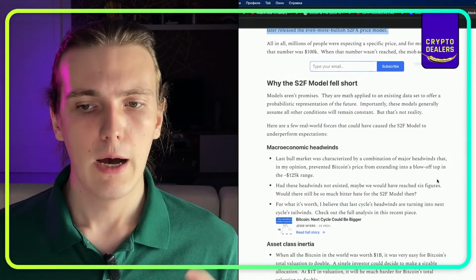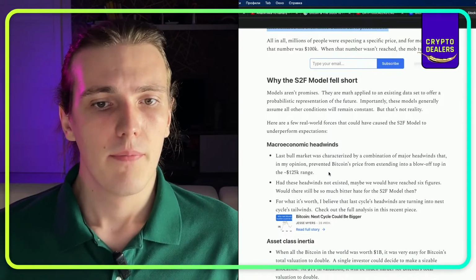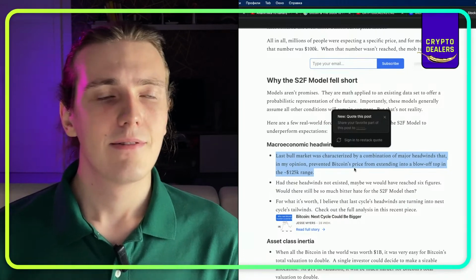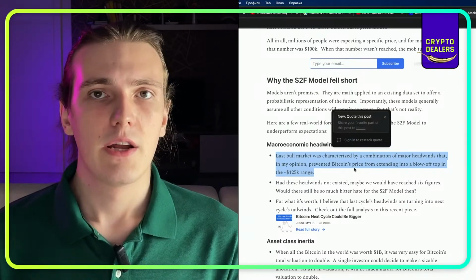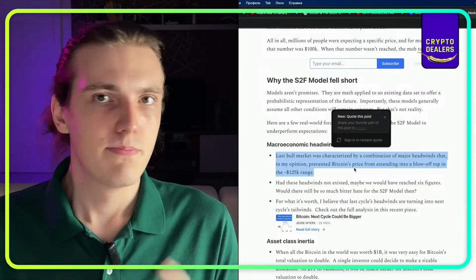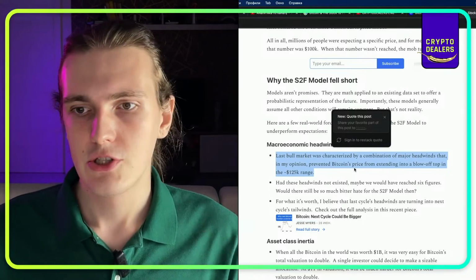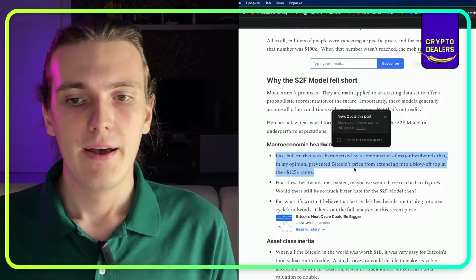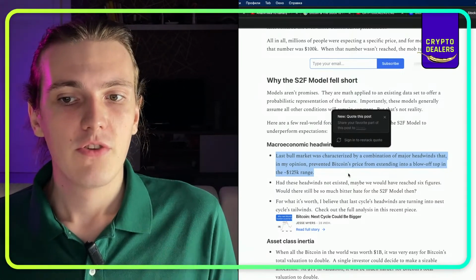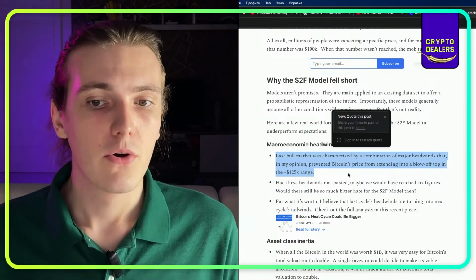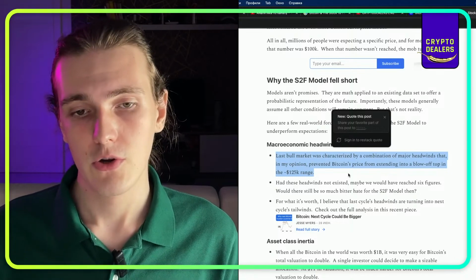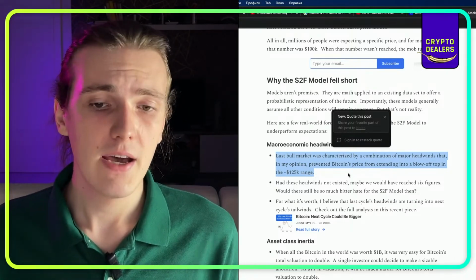Jesse talks about this here, that there's a lot of different factors that shift the price, right? So apart from just being stock to flow, there's politics, there's different news, there's changes in the world, right? So as Jesse says here, by a combination of major headwinds that, in my opinion, prevented Bitcoin's price from extending into a blow-off top in the 125K range. So by different factors, we were expecting that, but it didn't happen.